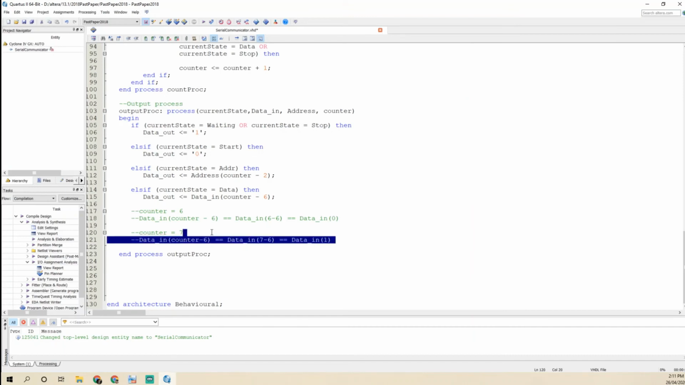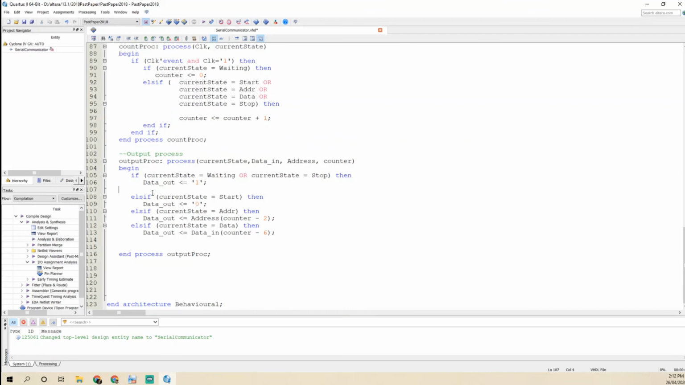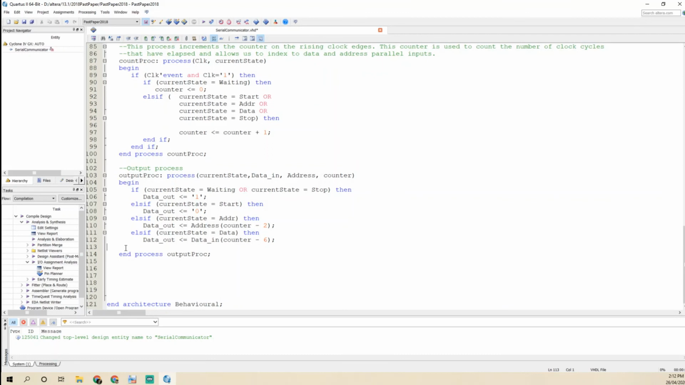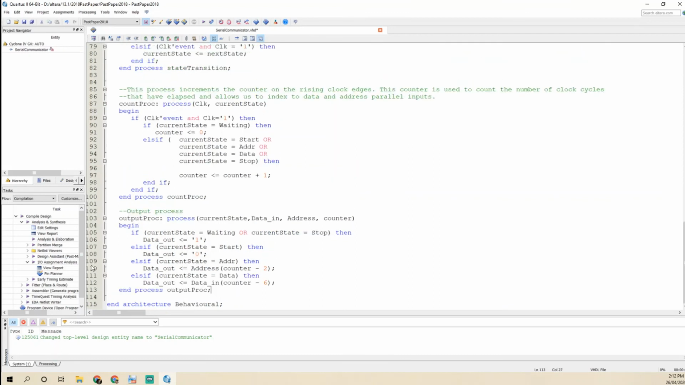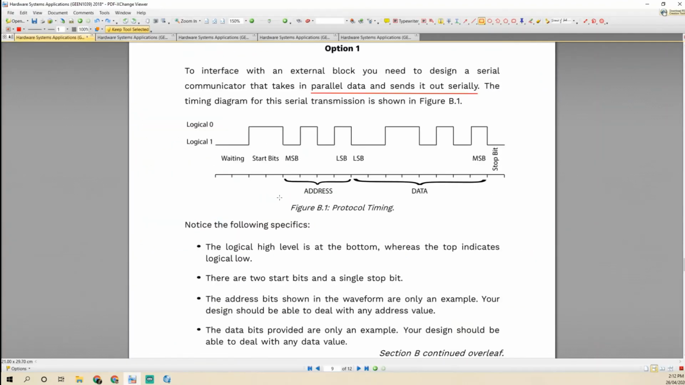I'm going to remove these here. And finally, we're going to check to see if our current state is in our stop state. Actually, no, we took care of the stop state above. So that basically ends this process. We check what state I'm in, and depending on the state that I'm in, I'm going to transmit some particular data on my data out line. And that brings us to the end of this piece of code for the serial communication question.